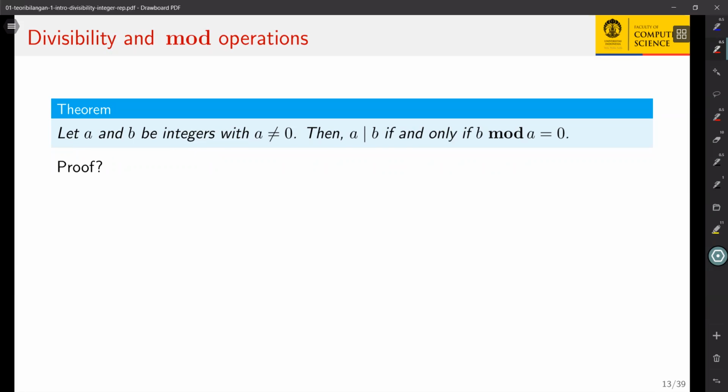So for example, 3 divides 12, right? Because of course, 12 modulo 3 is 0. So the remainder of dividing 12 by 3 is 0. So how do we show that this theorem holds?